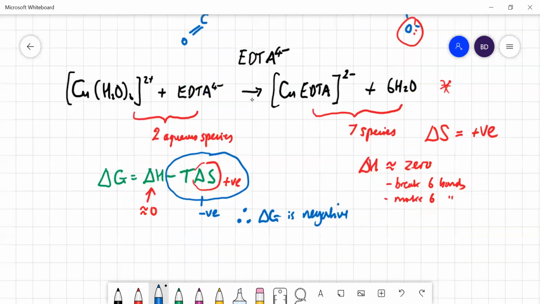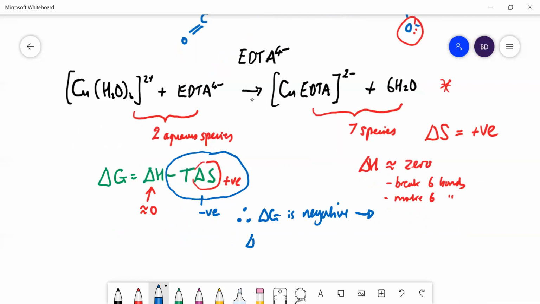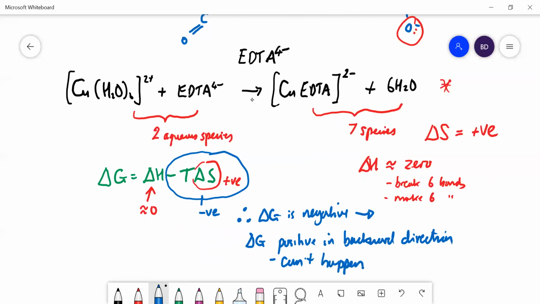And of course, if it's negative in the forward direction, delta G will be positive in the backward direction. So that means it can't happen. Reactions where delta G is positive are not thermodynamically feasible, they're impossible. So that means that reaction will not go backwards. So once you have formed the copper EDTA complex there, that's it. It stays in that. And this is called the chelate effect.